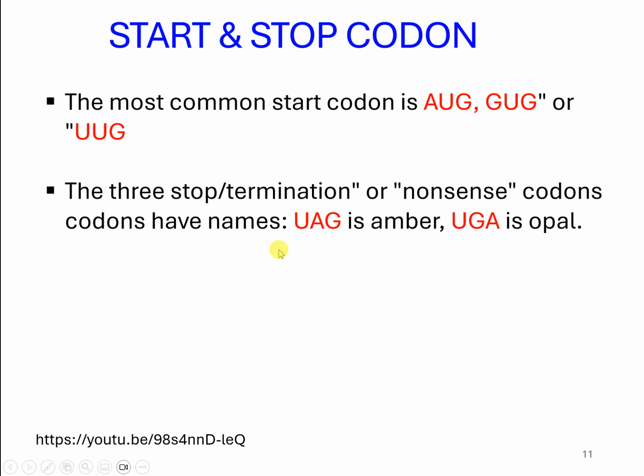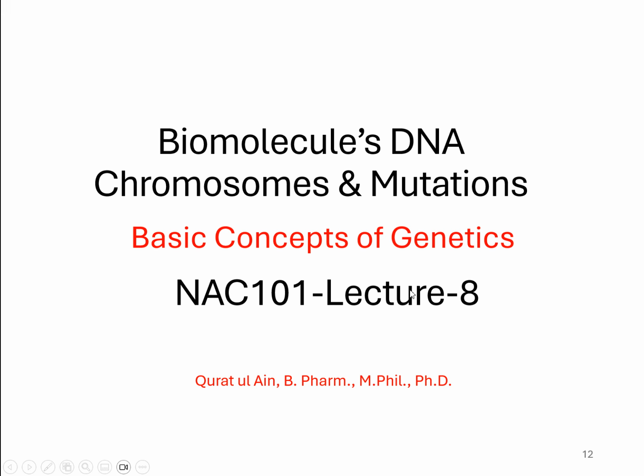And what is the stop codon? Normally, in a stretch of nucleotides in RNA, UAG and UGA are the stop codons. UAG we normally call amber, and UGA we call opal.